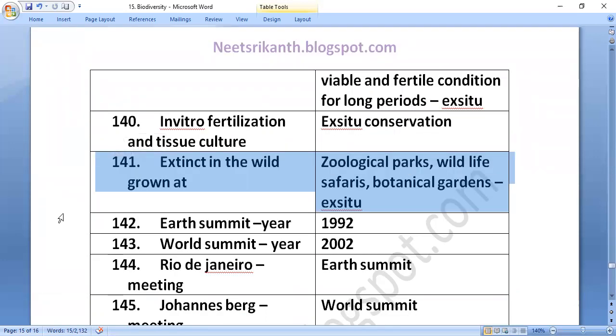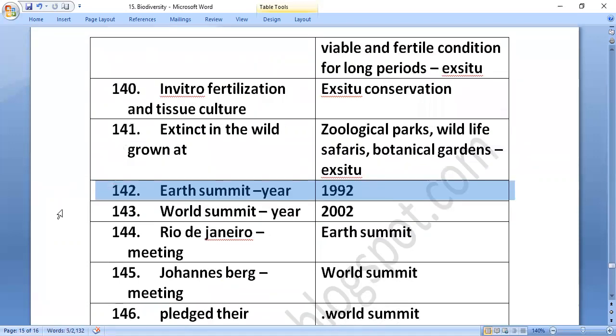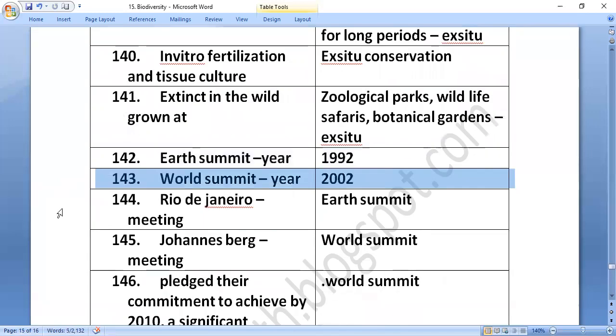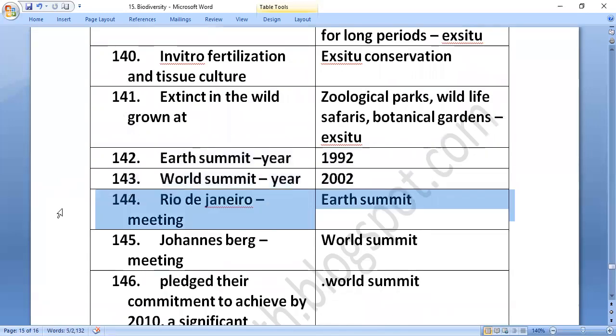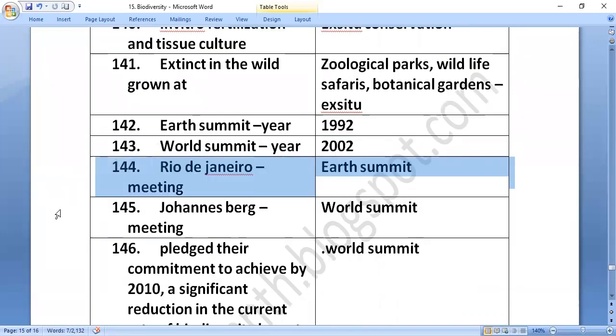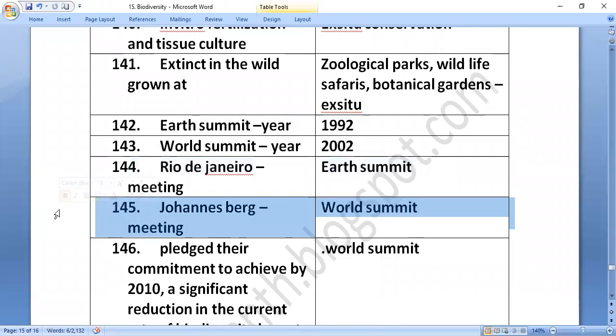Earth Summit, 1992, and World Summit, 2002. The Earth Summit was held in Rio de Janeiro. The World Summit was held in Johannesburg.